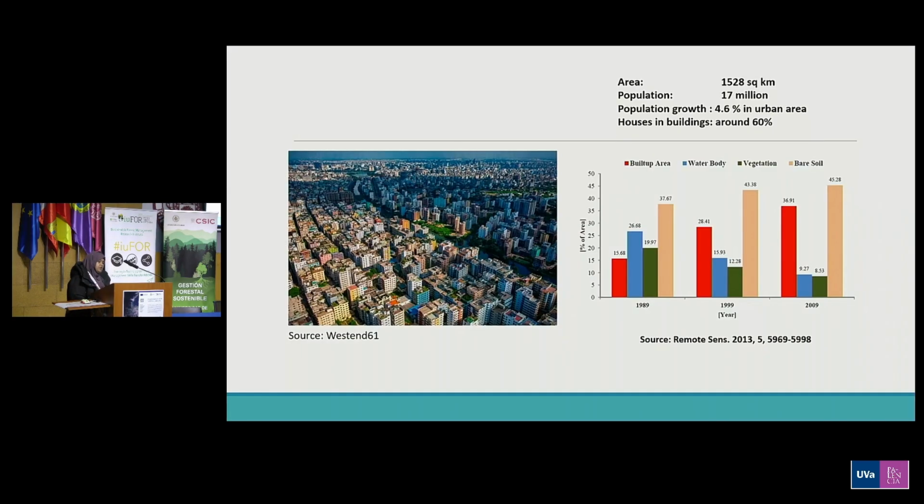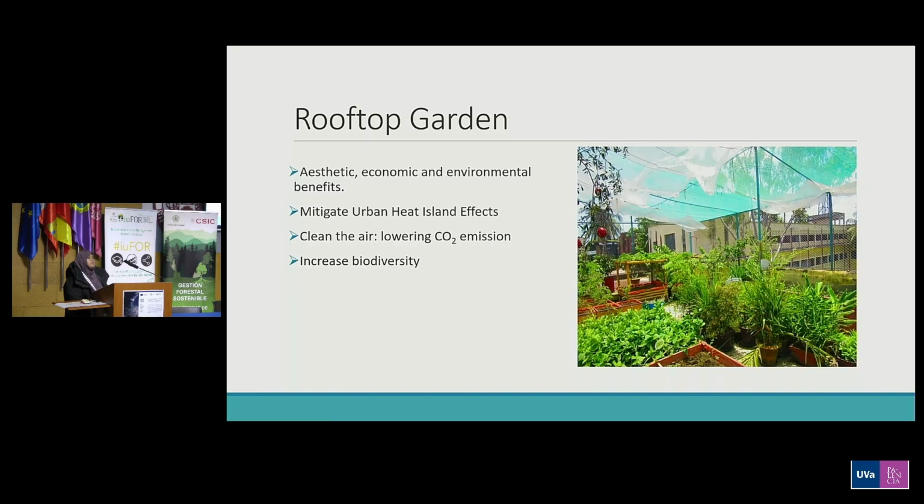In this graph, you can see how built-up area has increased from 1989 to 2009, and the vegetation has been reduced in urban areas in Dhaka, which was my research area. In Dhaka, around 60% of total construction is building area, which is quite a threat to the urban environment. Rooftop garden can be an effective tool to mitigate this urban environment degradation, as it can mitigate urban heat island effects, clean the air quality, and also increase biodiversity.